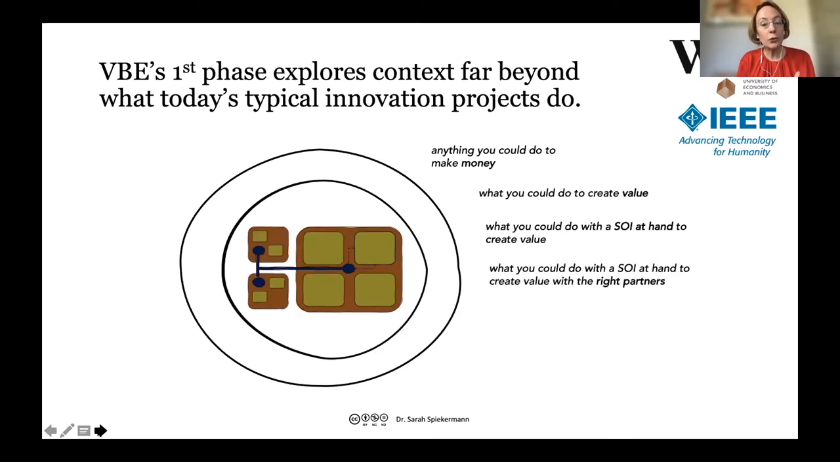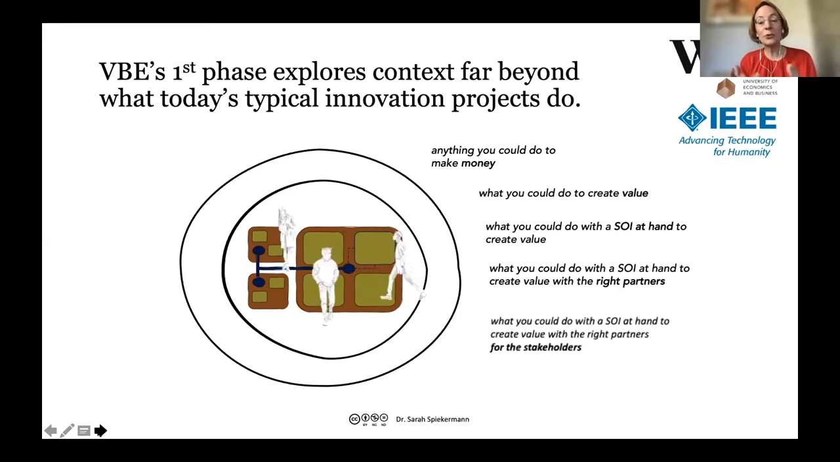Then what could you do with a system of interest at hand to create value with the right partners? In the first phase, you know already that you cannot offer something to the market by yourself. You always depend on a number of interlinked systems. And you need to find the right partners at the beginning, at least some of them, and screen whether the market is there for you to go to the market in an ethical way. So the right partners are being screened. And then finally, what you could do with a system at hand to create value with the right partners for the stakeholders. And that's something that the design thinking schools know very well, because you have been promoting stakeholder interaction and empathy for a long time.